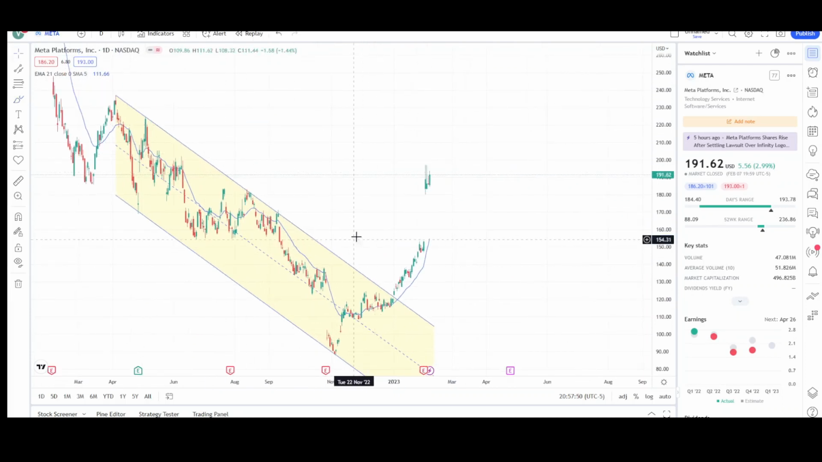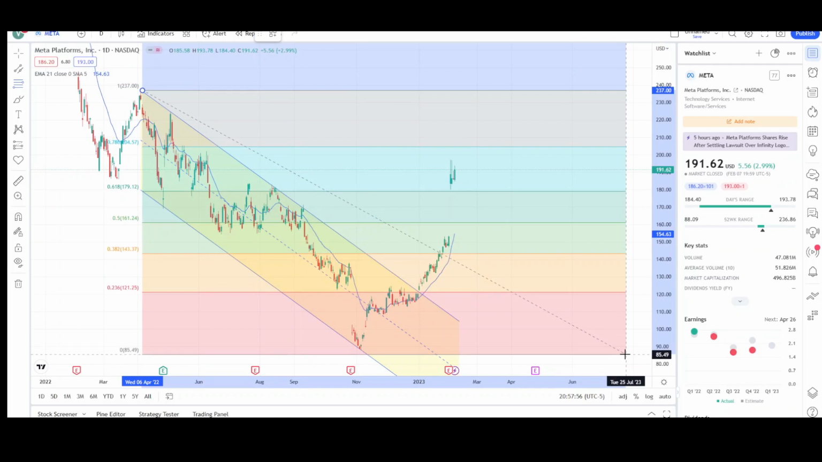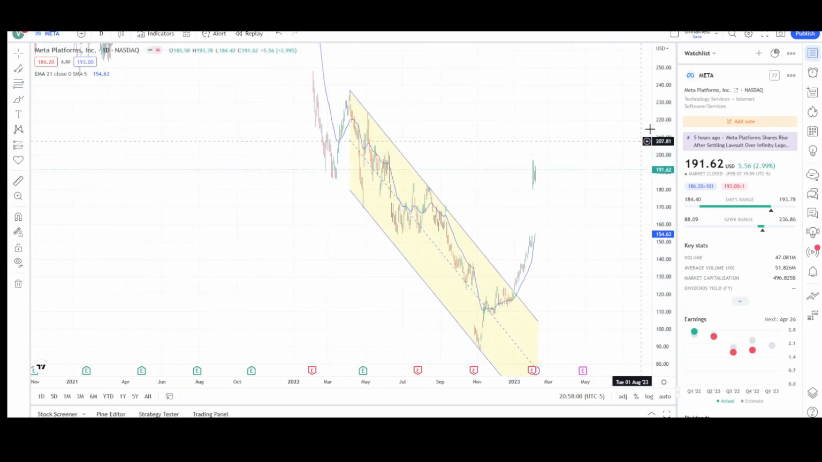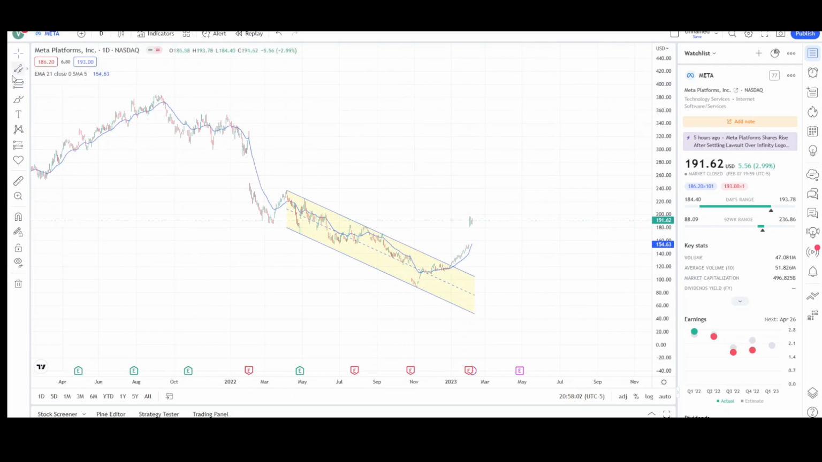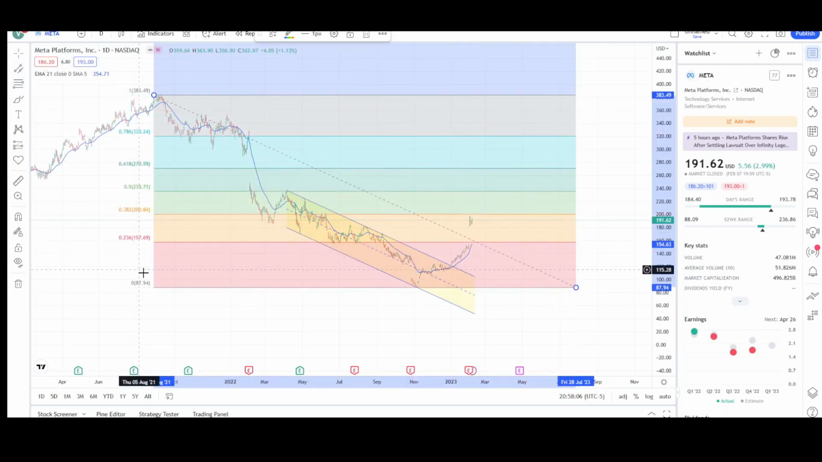Nothing for Meta platforms right now, just a nice pop up. If I do a fib retracement from this high point to the low point, we're very close to the 786. We just bounced off the 618. And if I do a fib retracement from the highs right here to the lows, you can see that we were definitely due for a big correction, and we're very close to the 382 level. So maybe we come up to the 50%. That's the 235, but not sure about that. We'll have to wait and see.